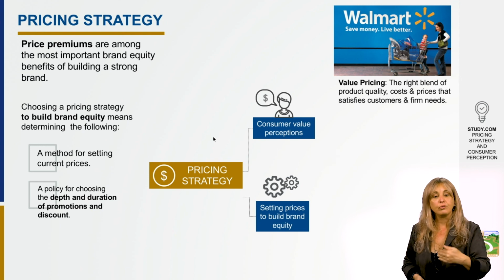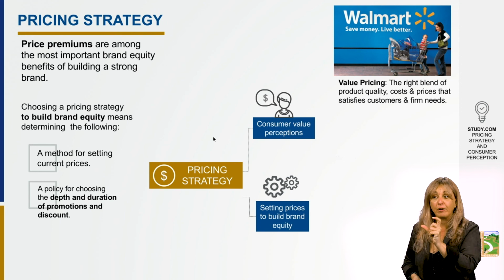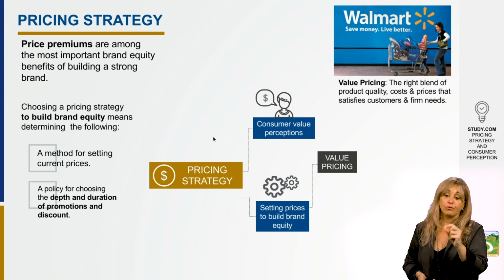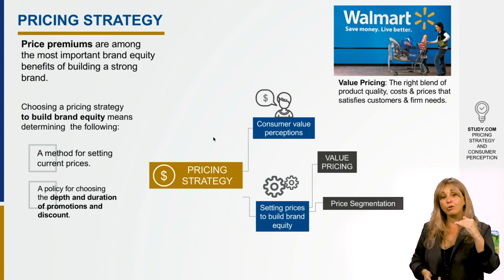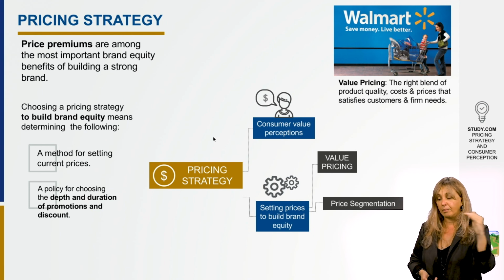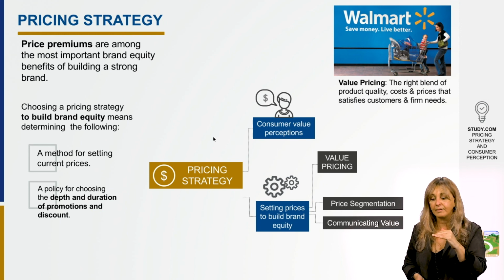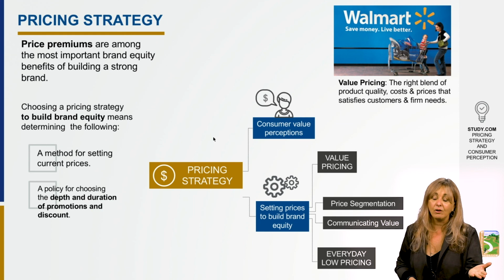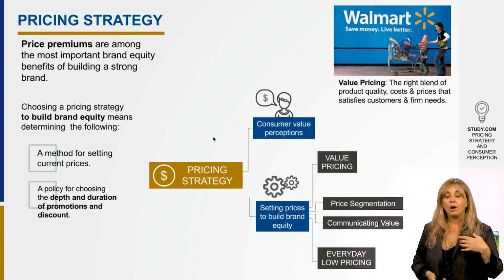And how you're going to set your price so that it builds brand equity, so that you have a premium price. You can choose value pricing, which is the best, that is based on the customer perception. You have to think about how you're going to segment. Think about the example I just gave on the stores, and depending on the brand, you have a different segmentation of price. How you are going to communicate the value, or you can choose everyday low price, which is kind of Walmart.